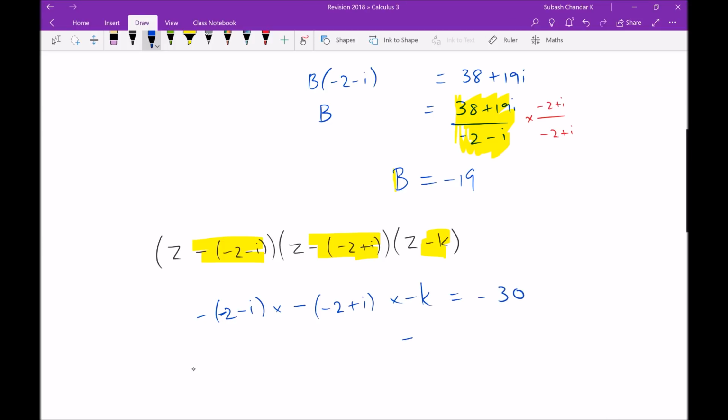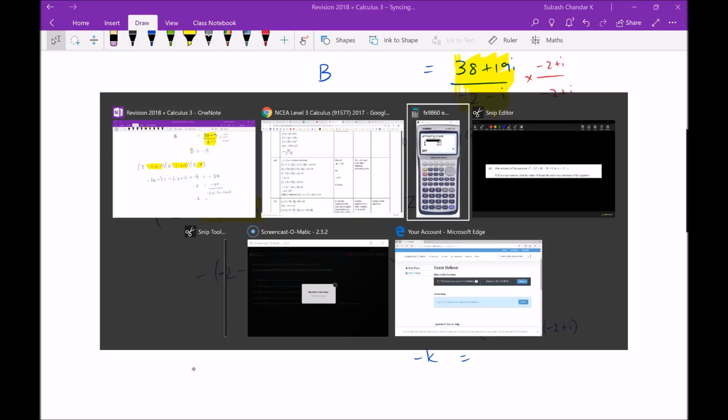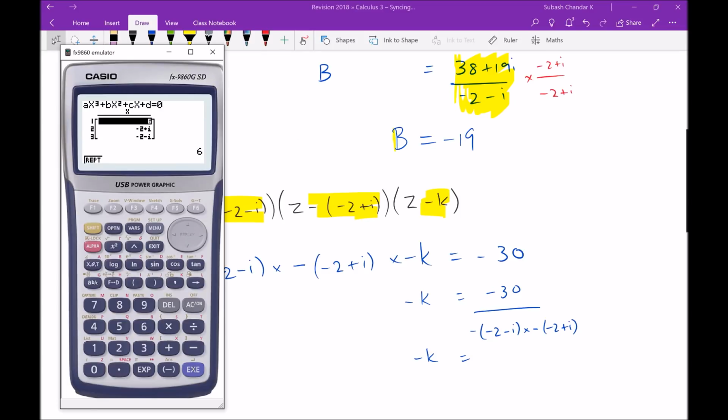And if you say then negative k is equal to negative 30 divided by negative 2 minus i, multiplied by negative 2 plus i, and I'm going to get negative k is equal to... again, I don't need to do this, I can do this in the calculator, but I'm just showing you guys all the different ways, all right?